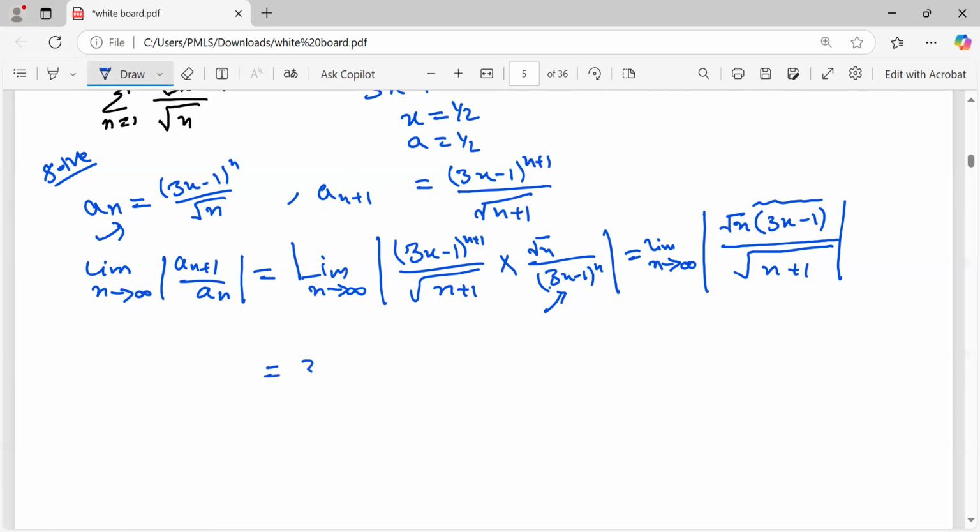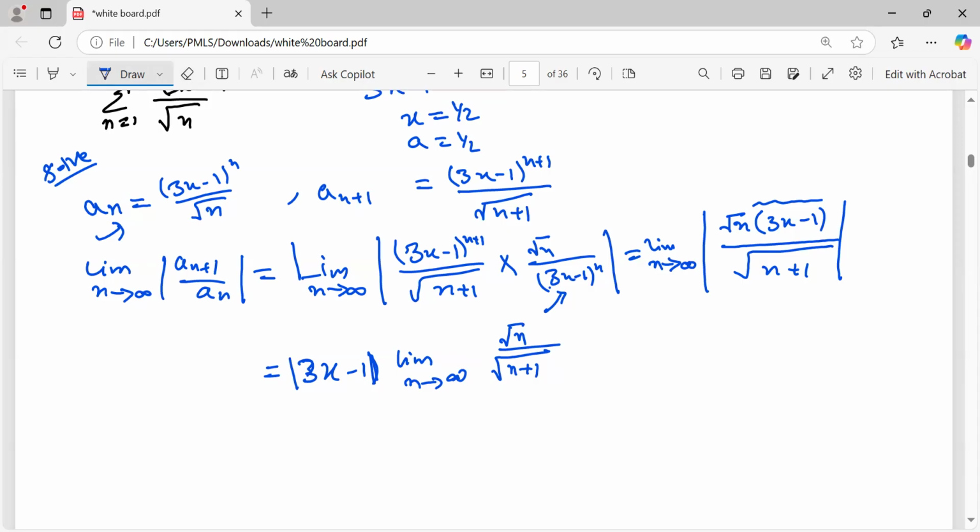So we can write it as |3x - 1| times the limit as n approaches infinity of square root of n over square root of n + 1. And if we apply the modulus here, or if you don't, it makes no difference, because n is a natural number, so it will always be positive, and the modulus of a positive number is positive.